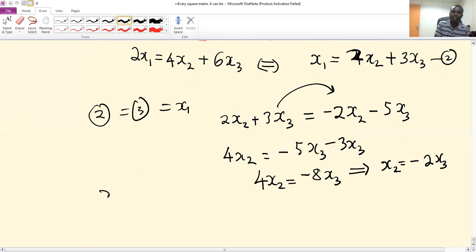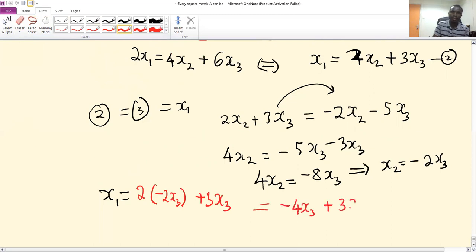And so x1 from this equation 2 will be 2x2, and where this x2, put minus 2x3. So this will be 2 into minus 2x3 and then plus 3x3. So this will be minus 4x3 plus 3x3, which will be minus x3.